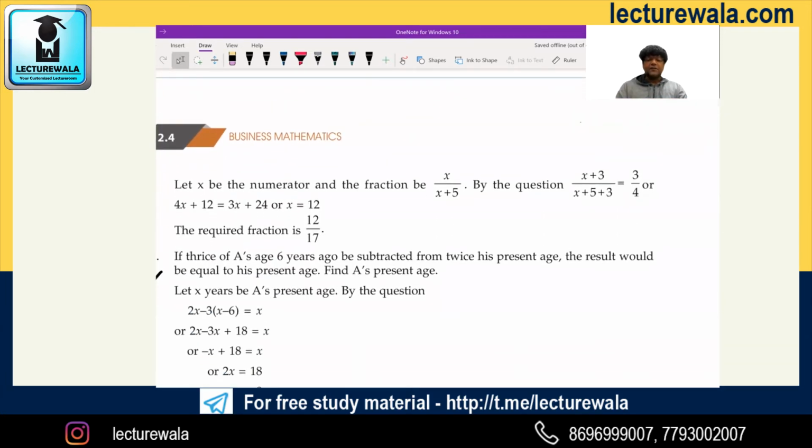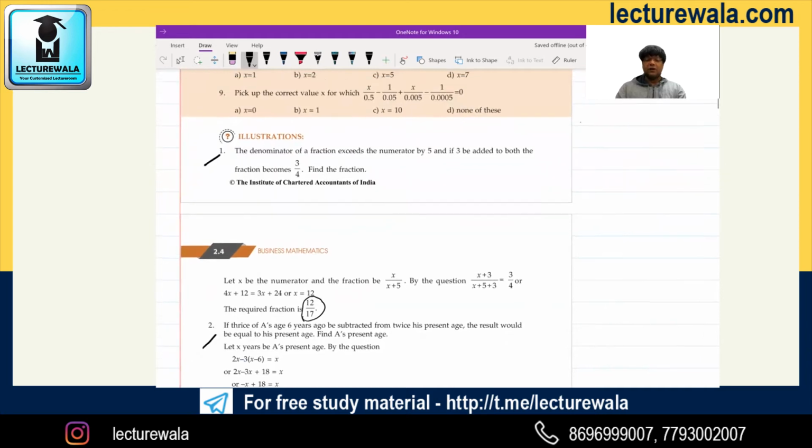Obviously, since this is the answer, it will be present in one of the options. That is 12/17. Now I will check this 12/17. First, is the condition satisfied or not? The denominator of the fraction exceeds the numerator by 5. So in 12 by 17, is the denominator 17 more than the numerator by 5? Yes, 12 plus 5 is 17.